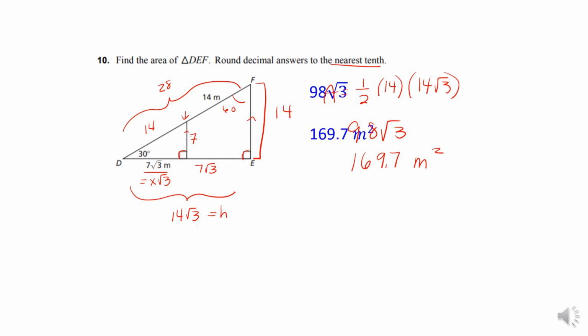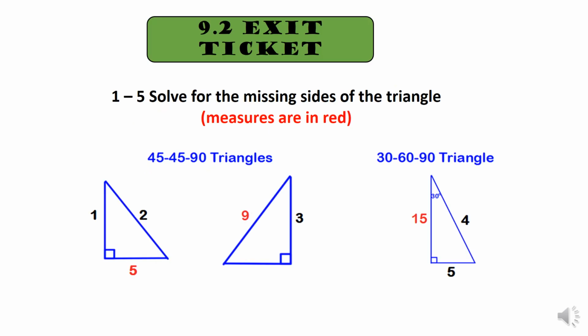Okay. All right. So here is your exit ticket. You're going to be solving for, the measures are in the red, you're going to be solving for 1, 2, 3, 4, and 5. So remember your rules and good luck with that.